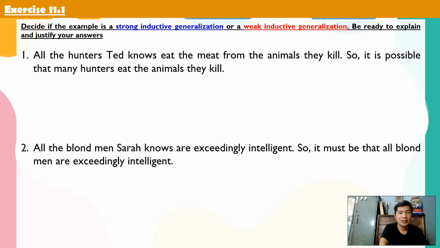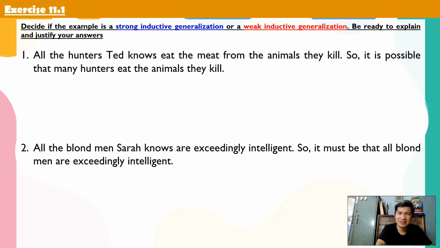right? Now we just have a look at a few examples. We don't go over all of them. It's your job. Now, number one, all the hunters Ted knows eat the meat from the animals they kill. All the hunters he knows. So it is possible that many hunters eat the animals they kill.